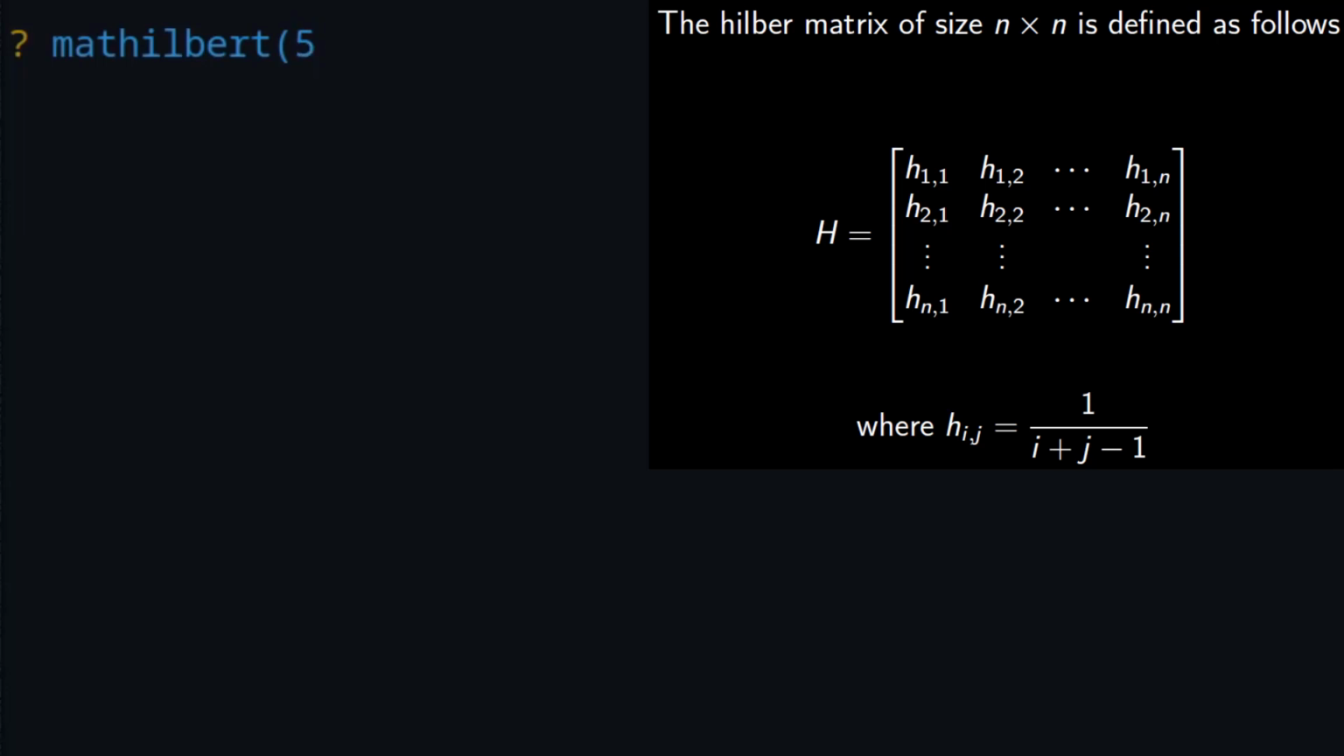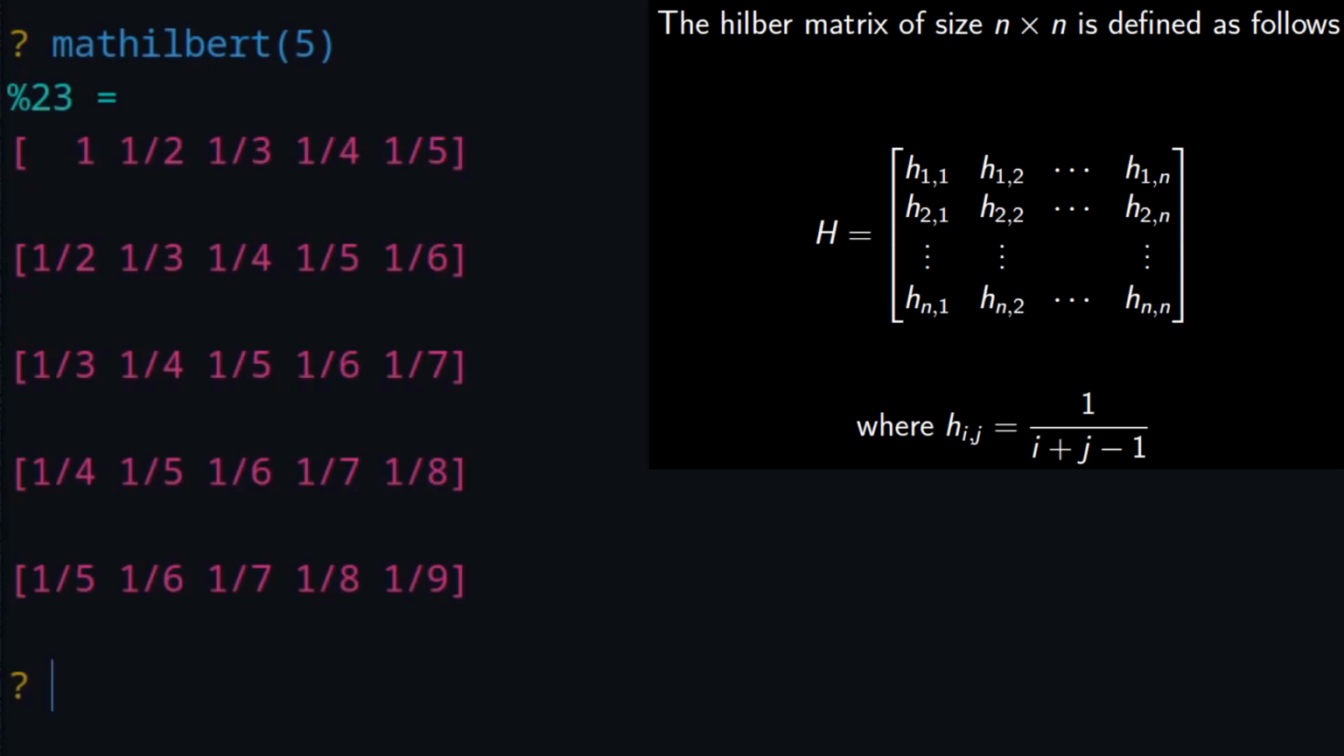So let's say of order 5. So it's a 5 by 5 matrix where the entry in the I and J position is 1 over I plus J minus 1. And that's going to give you this automatically here.